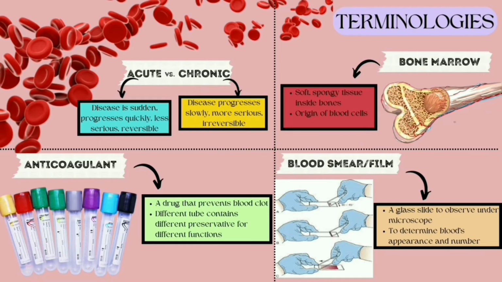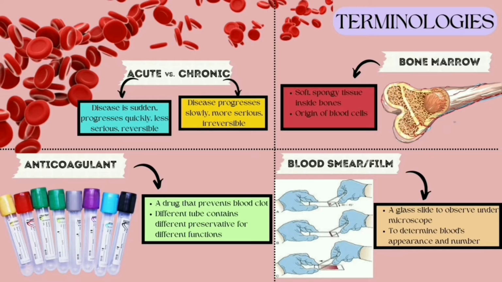Next, I'll be explaining the basic terminologies in hematology. The word acute means that the disease progresses very quickly, suddenly, and is less severe and also reversible, whereas the word chronic is often slow progressing, more severe and irreversible. The next word is bone marrow, which is the soft spongy tissue inside our bones. It is also where our blood cells are produced. The next word is anticoagulant, which is a drug that prevents blood clotting. Different tubes contain different preservatives and are used for different functions. For example, the green tube contains sodium heparin and it is used for biochemistry tests.